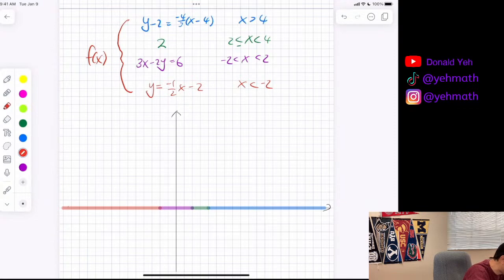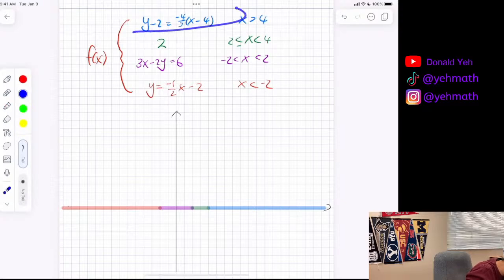So let's graph the first one. How to graph this function? What do you guys think? How do I graph this?